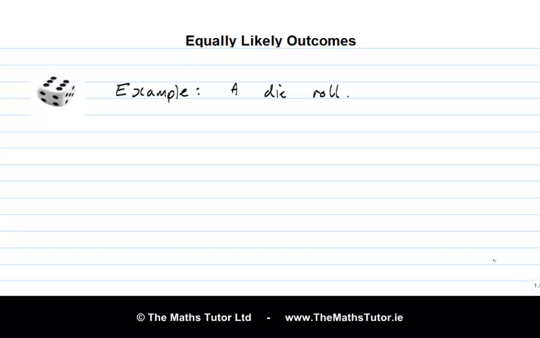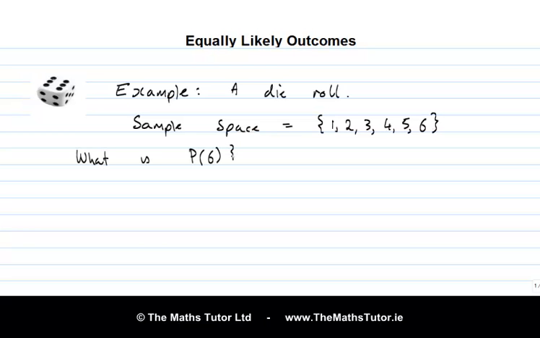So our example is our favorite example so far, a die roll. We've looked at this from various points of view in earlier lessons. So remember that the sample space is the set consisting of 1, 2, 3, 4, 5, and 6. These are the possible outcomes when we roll a die. Now, suppose that we want to calculate the probability of just one of these outcomes. For example, let's say that we want to calculate the probability of rolling a 6.